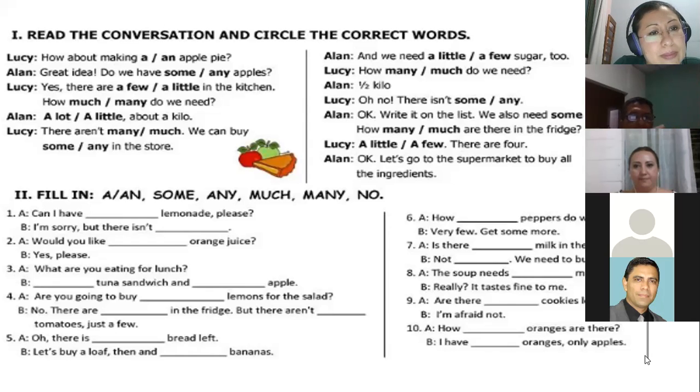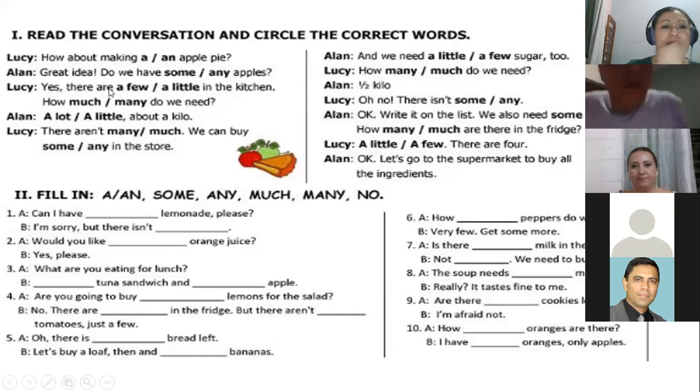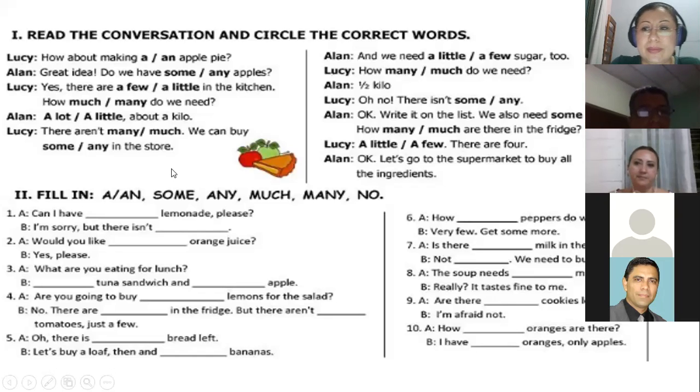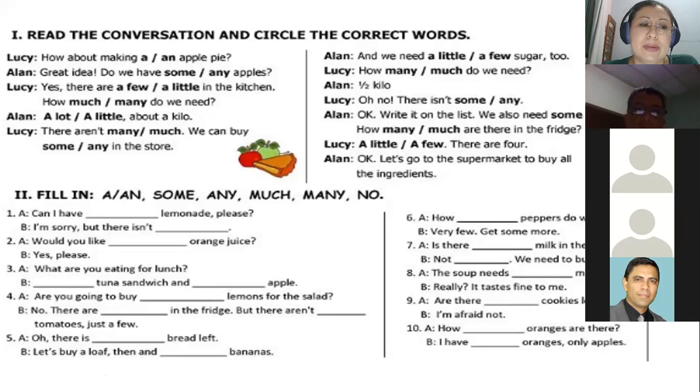Okay. How about making an apple pie? Great. Do we have any apples? Yes. There are a few in the kitchen. How many do we need? A lot, about a kilo. There aren't many. We can buy some in the store. We need a little sugar too. How many do we need?